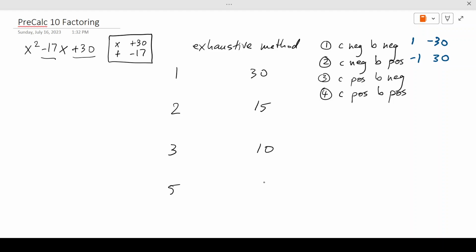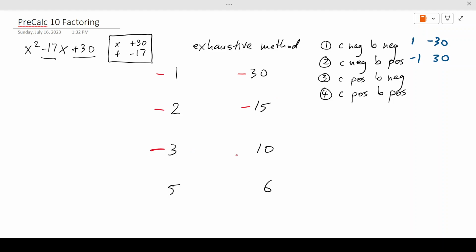Okay? And now I've got to figure out where my negatives are. Well, if I'm going to multiply to get a positive c, both have to be the same sign. A positive times a positive is a positive, and a negative times a negative is a positive. Those are the only ways to get this positive 30. So I'm either going to have all my numbers positive, or I'm going to have them all negative.